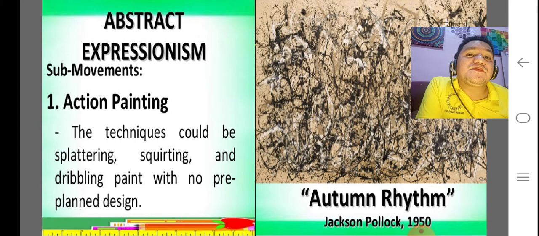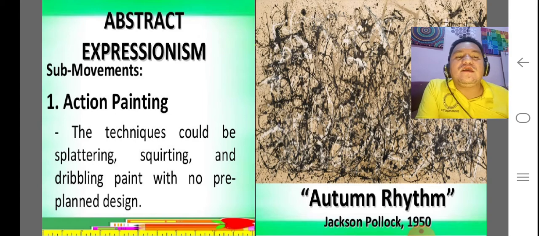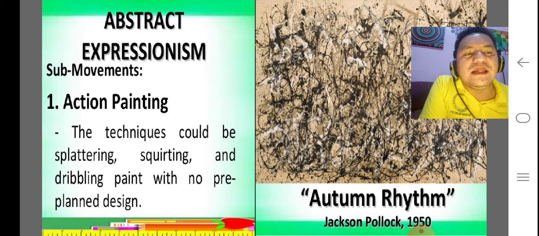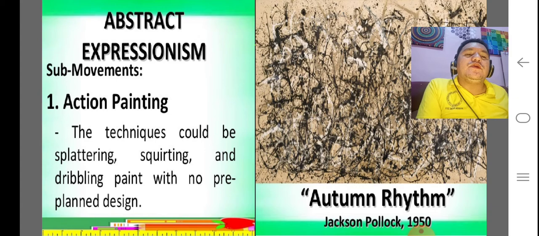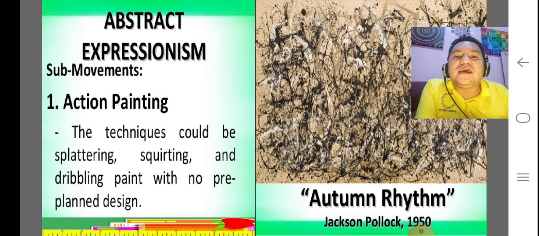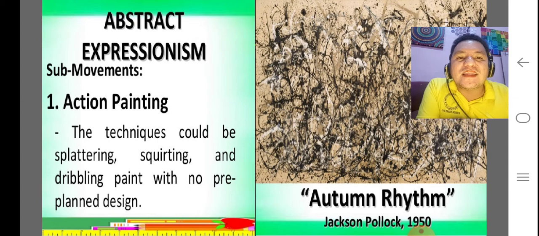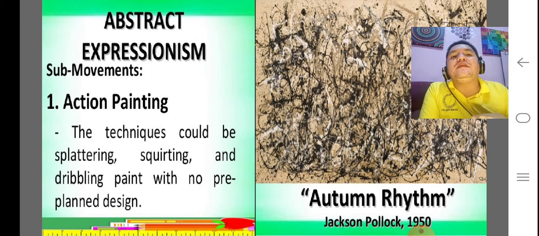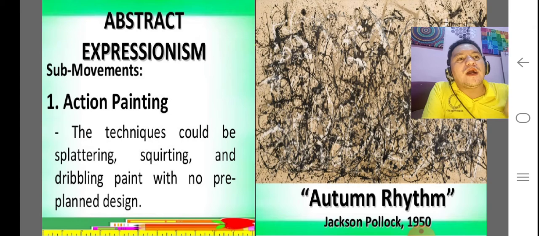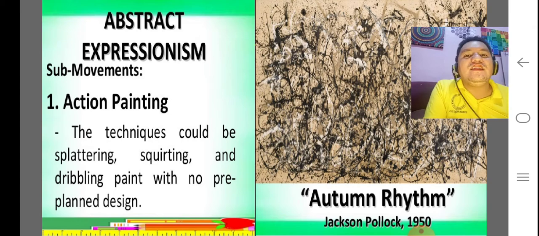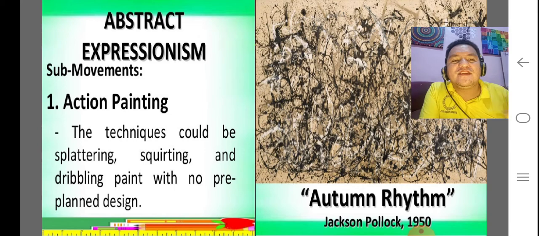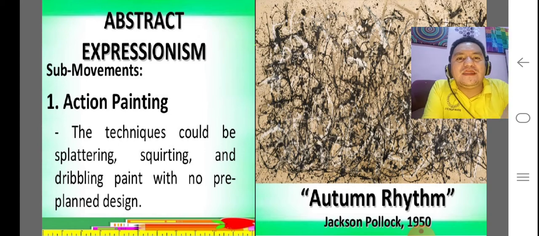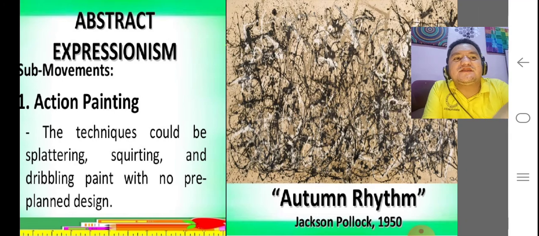Next is the abstract expressionism, action painting. Ito yan. Ay, parang kaya ko naman gawin yan, sir. Parang madali lang naman yan. Parang binuhos lang naman yung acrylic dyan. So, it's up to you on how you express yourself. Kaya ang expressionism when it comes to abstract expressionism, okay? It is something to do with splattering and squirting and dribbling paint. Yung parang walang isang direksyon. Okay, di ba? So, that is action painting under abstract expressionism.